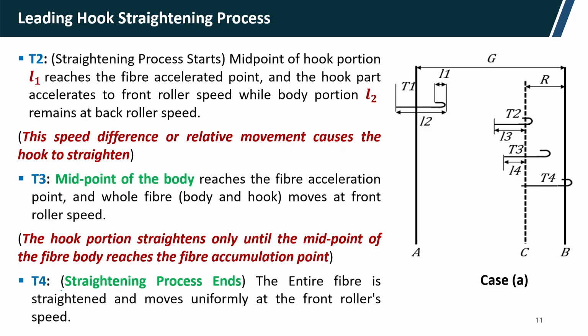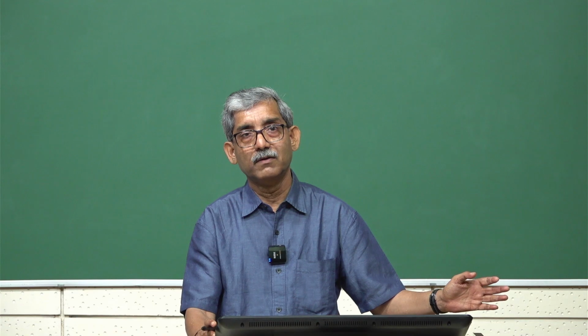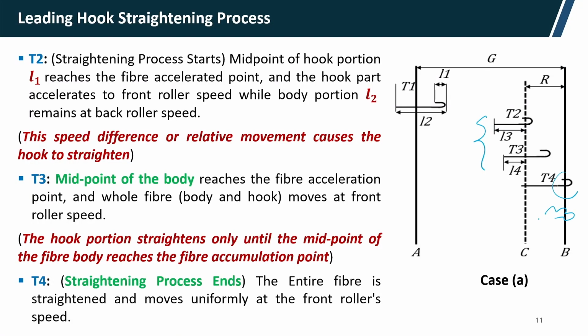Now, T4 is where the straightening process ends. Beyond that, the straightening process will not happen. So, main straightening is taking place between T2 and T3. The entire fiber will move at the front roller speed and the movement will be uniform. So, even if there is any hook, that hook will not get removed at T4.